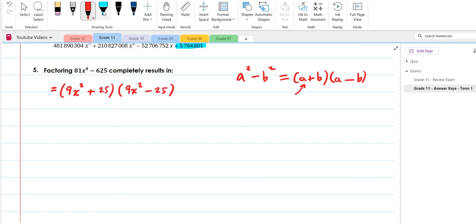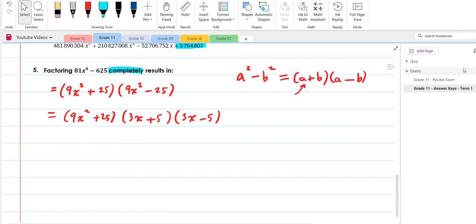Now because the question said factorize completely, you've got to factor everything out. Obviously 9x squared plus 25 you can't really factor into real zeros, so that one remains the same. But 9x squared minus 25, you can factor this out as a difference of two squares as well. So that's 3x plus 5 into 3x minus 5. Next question.